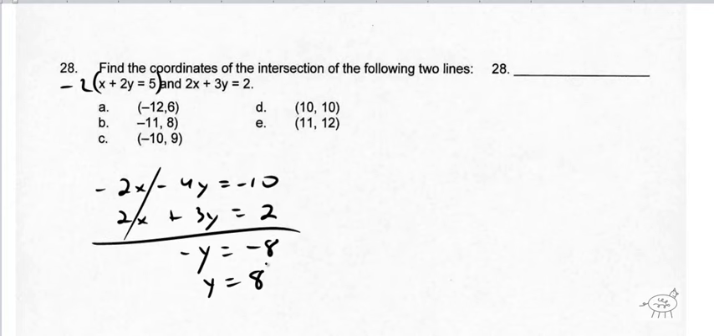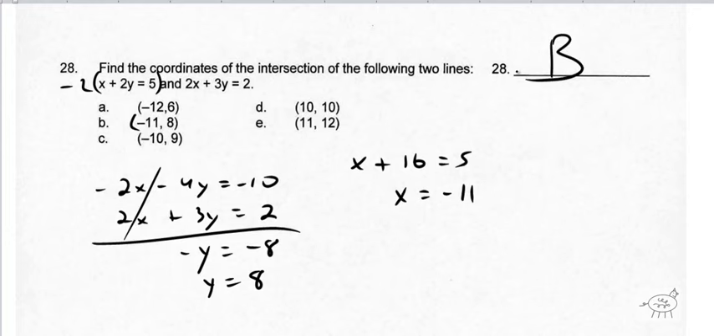And then I plug it back. Let's plug it back into that first one here. x plus 2 times y, so x plus 16 equals 5. So x equals negative 11. So negative 11 comma 8. Just do a parenthesis here, so it's B. Okay, not bad.